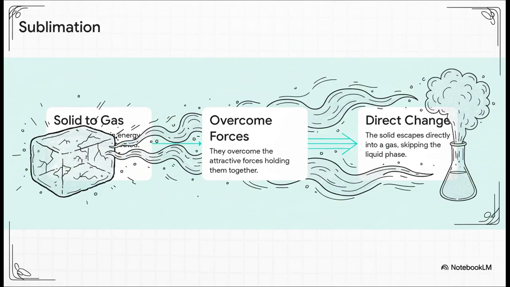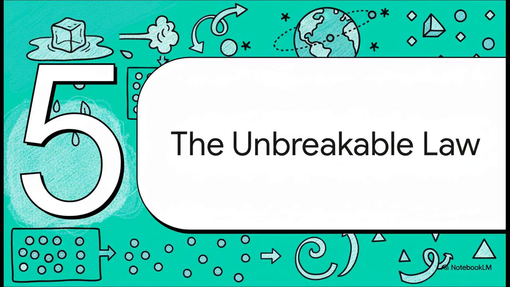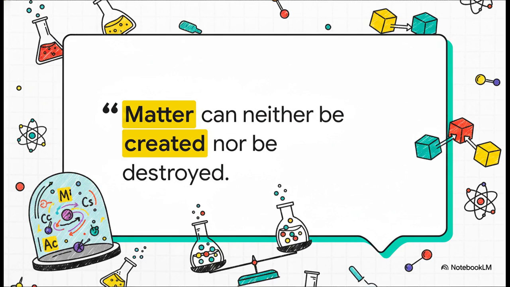Super cool. So we've seen that matter can change its shape, its form, its state. It's pretty flexible. But through all of that change, there is one single, unbreakable law that governs everything. Let's zoom out and look at the big picture. It's called the law of conservation of mass, and it's a mouthful, but the idea is simple. You can't create matter out of nothing, and you can't destroy it. All you can do is change its form, rearrange the pieces.